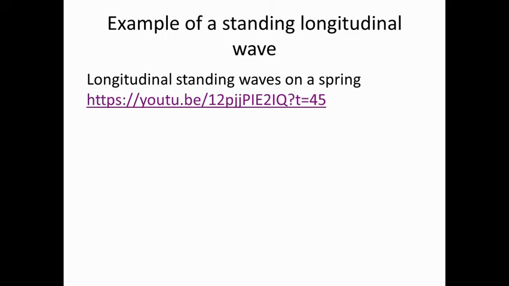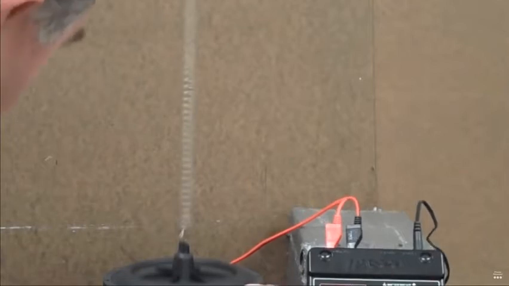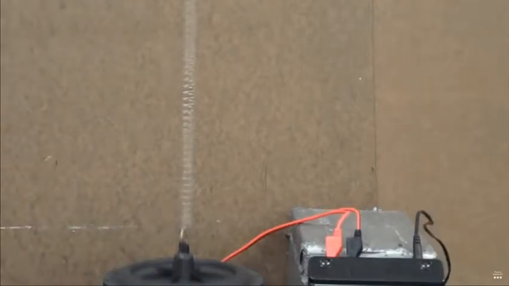If we take a look at an example of a standing wave, we've shown you with the springs a standing wave as a transverse wave, but you haven't quite seen what a longitudinal standing wave looks like. So we're going to take a look at that video. So there I have it. As I get to 35 hertz, you begin to notice we begin to generate a standing wave right around, there we go, 32.5 hertz is where we get it.